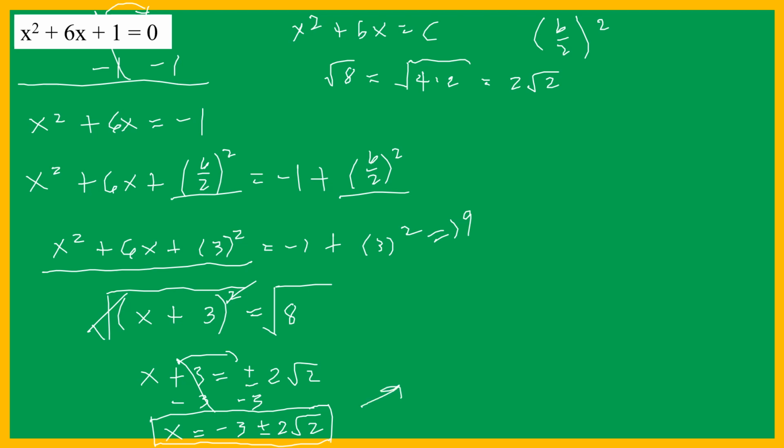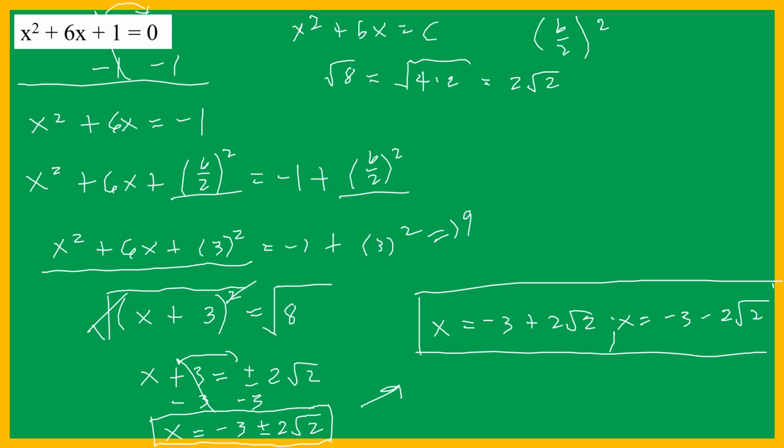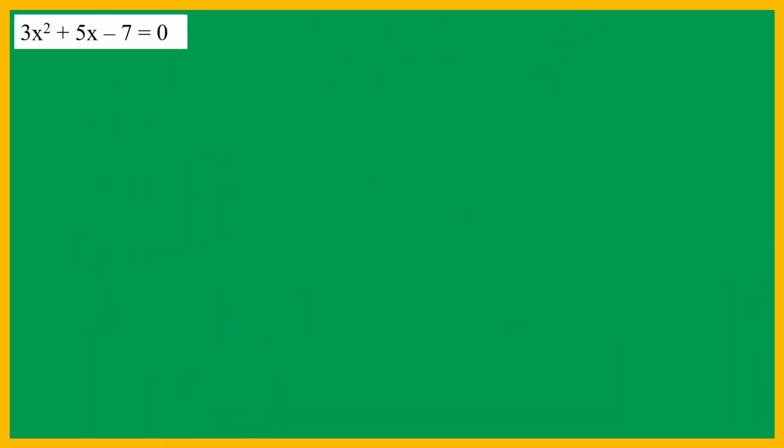But in case na kailangan paghiwalayin, pwede din naman na maging x is equal to negative 3 plus 2 square root of 2, and also x is equal to negative 3 minus 2 square root of 2. So these are the solutions of the given quadratic equation. So remember, pwede na tong sagot na to, or pwede rin naman ganito yung gawin niyo para mas kita yung solution. Okay?